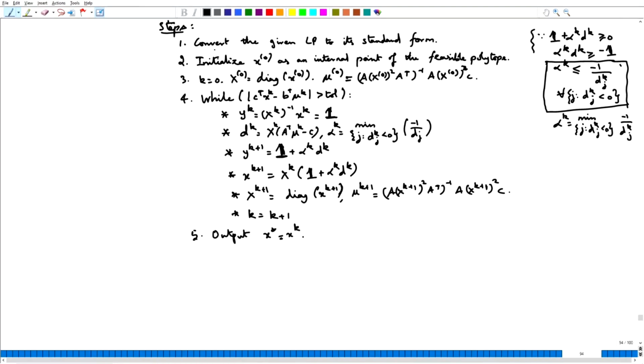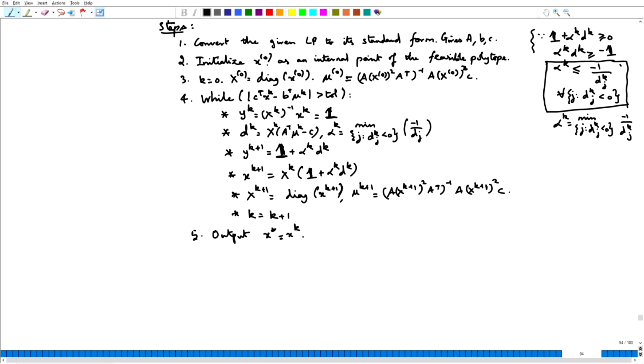Of course, the first step is to convert the given LP to its standard form. That gives you A, B and C. So, you are minimizing C transpose x subject to Ax equal to B, x greater than or equal to 0. So, you have A, B and C. A is an M cross N matrix with rank of A equal to M.